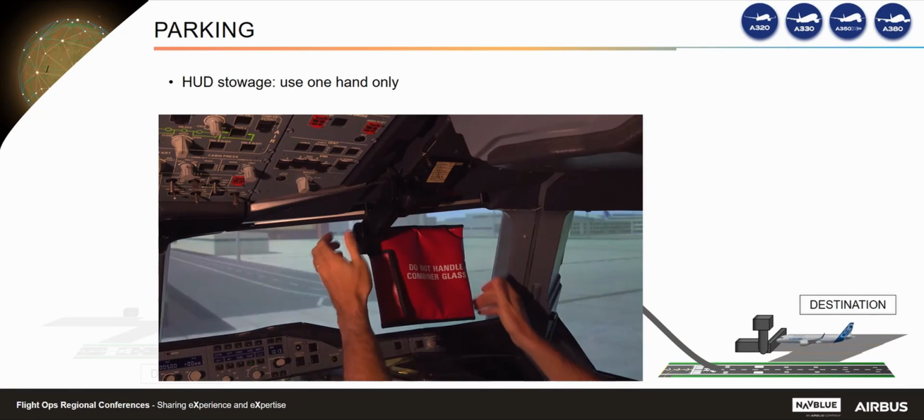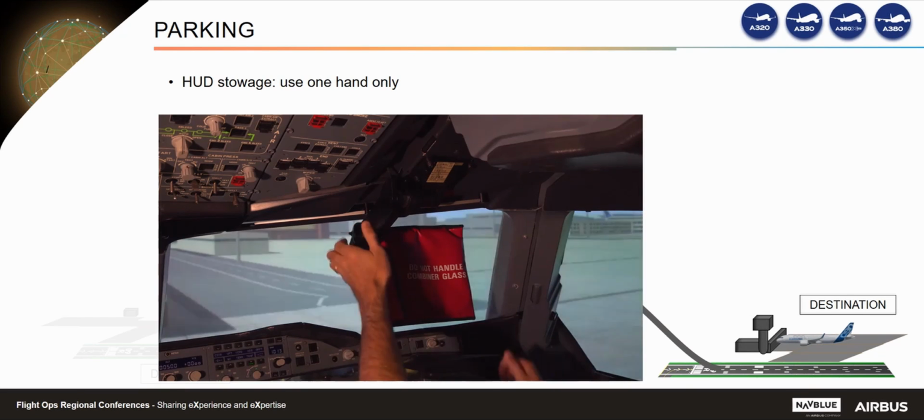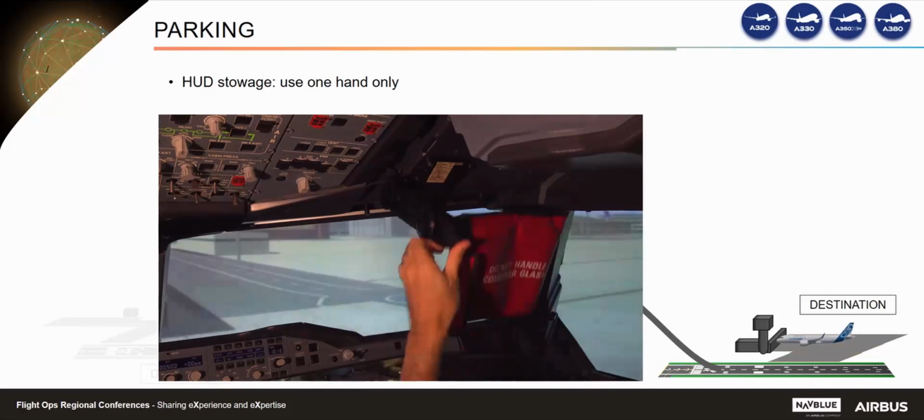We are now at the gate at the parking stand. The HCU will be stowed. As for its deployment, the HCU must be operated with one hand only. The flight crew should use the hand located on the side of the HCU handle. The stowage of the HCU with two hands may damage the HCU mechanism.